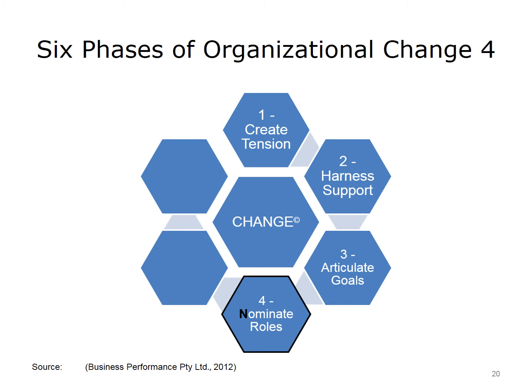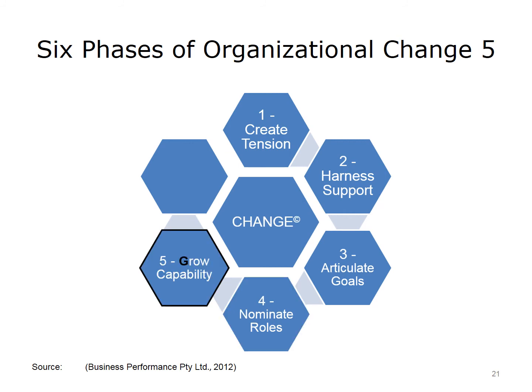The fourth phase, nominating roles, involves selecting specific individuals for the team, assuring that team members have the right skill sets, and assigning responsibility for the various tasks and outcomes. Growing capability is the fifth phase. This means that the necessary training for those responsible for the change is in place.